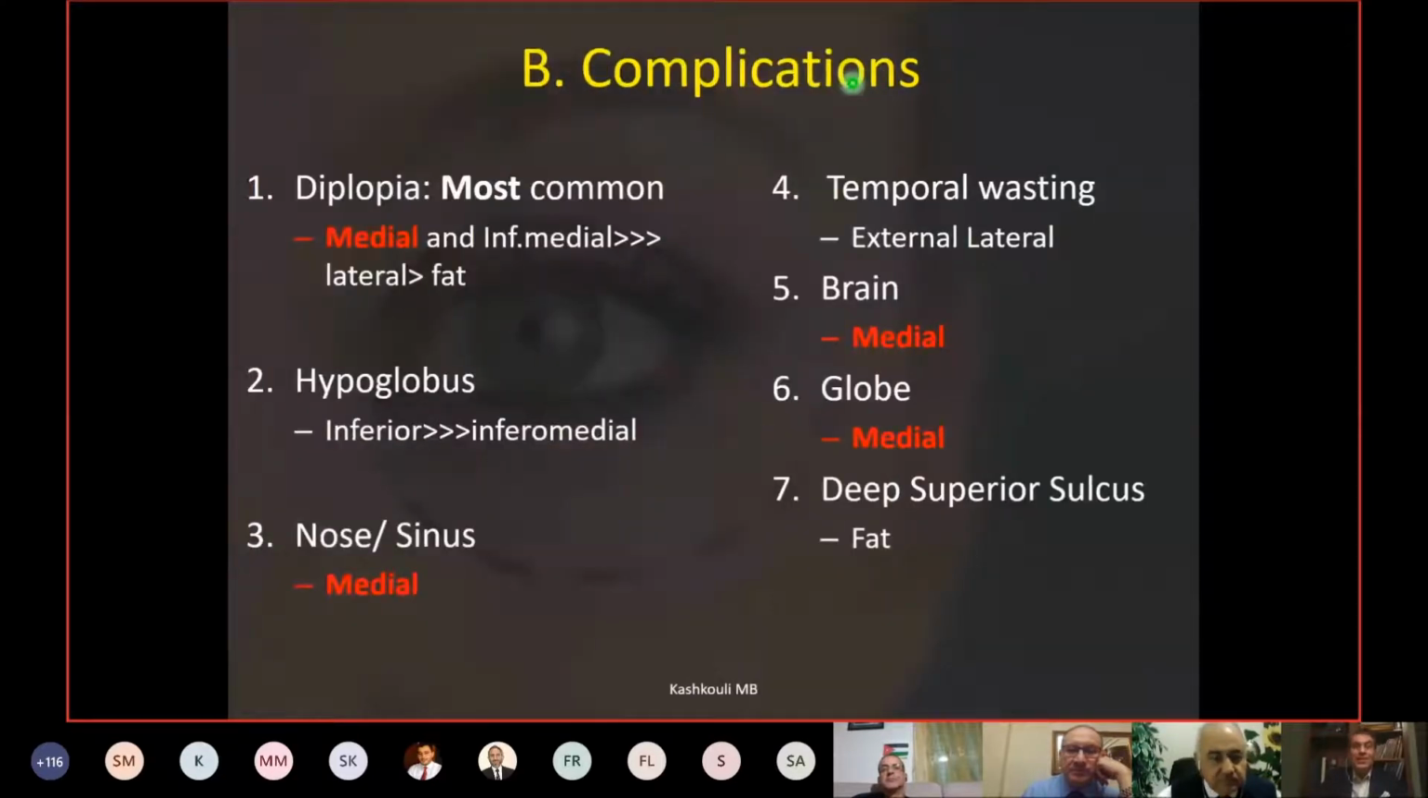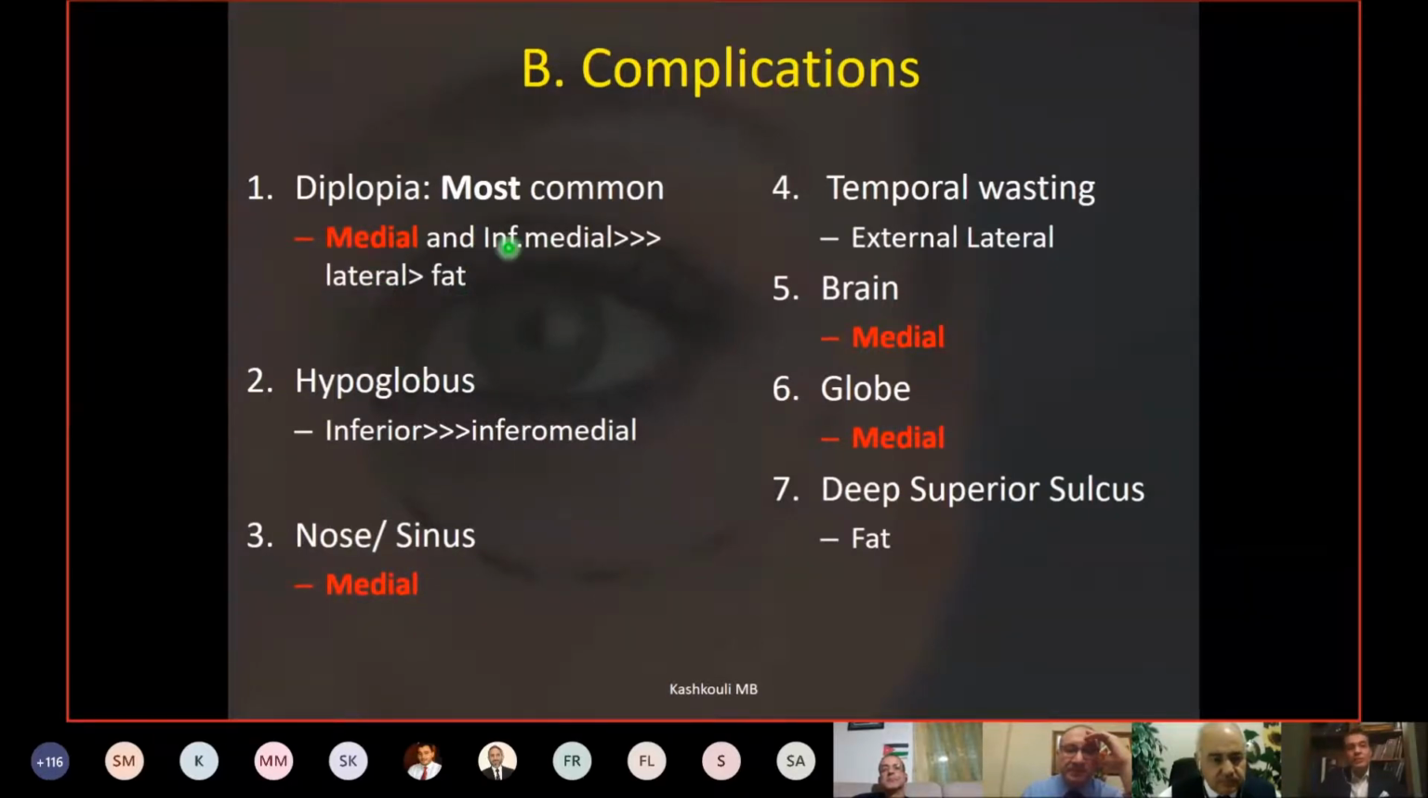How about the complications? Look at these 7 complications here. These are from the literature review. The most common one is induced diplopia. It is happening more in medial and inframedial decompression rather than lateral and fat decompression.